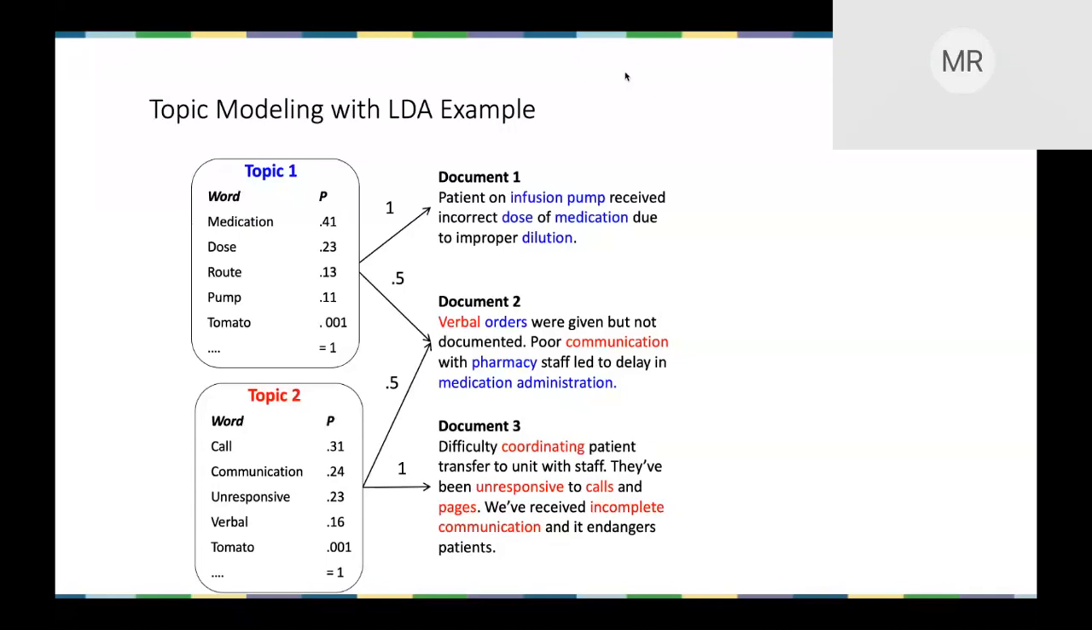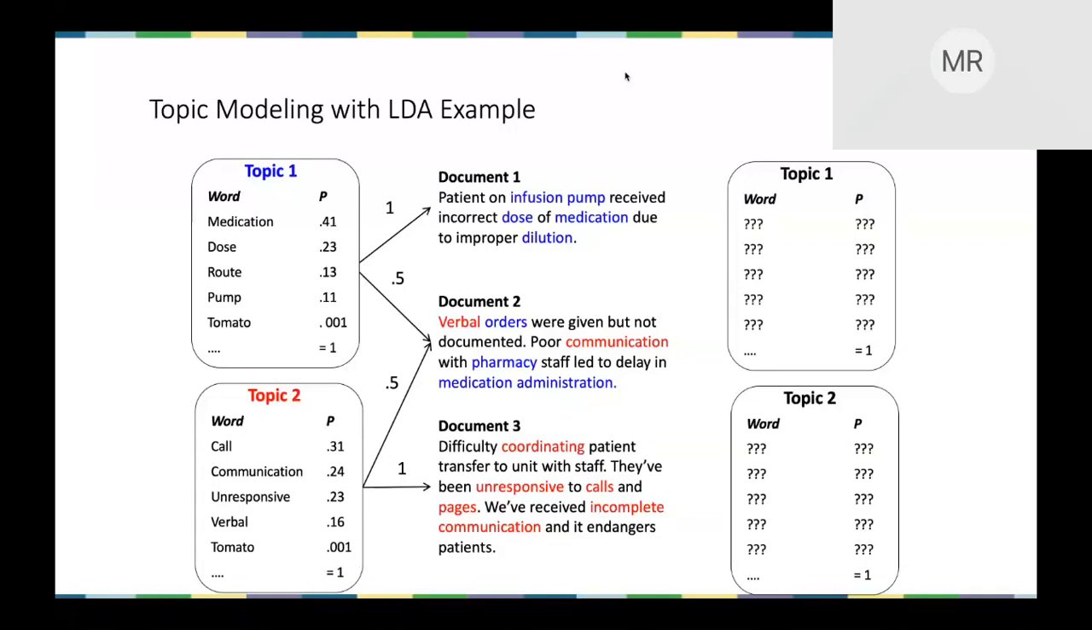So really what you're trying to do with a topic modeling approach is start with what's in the middle. You're starting with all the documents, and you're trying to infer what those topics are. You don't know what the topics are. You don't know the distribution of words within those topics, and you don't know the mixture of where those documents came from. So this is very much a generative modeling approach. There are a lot of challenges to this, but it produces really interesting results.